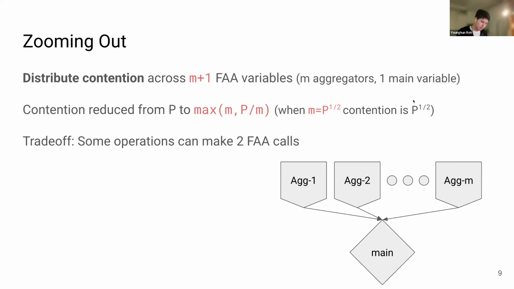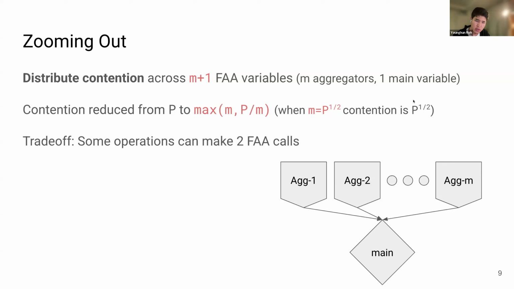So that was the detail of the algorithm, and let's zoom out and see what we actually achieved. Essentially, we just distributed contention from one variable across m+1 variables. Let's say m is the number of aggregators, and we spread the contention across those aggregators so that we can achieve a lower contention of max of m, p over m, which is minimized when the number of aggregators is square root of p.